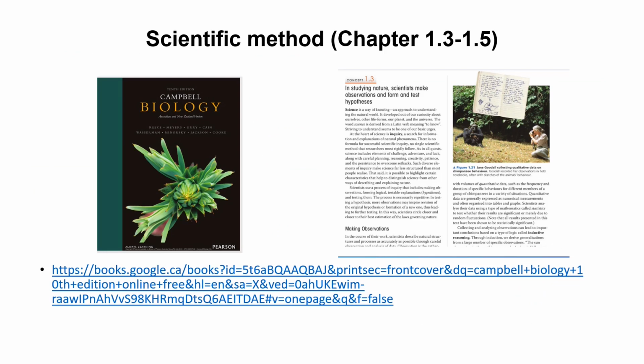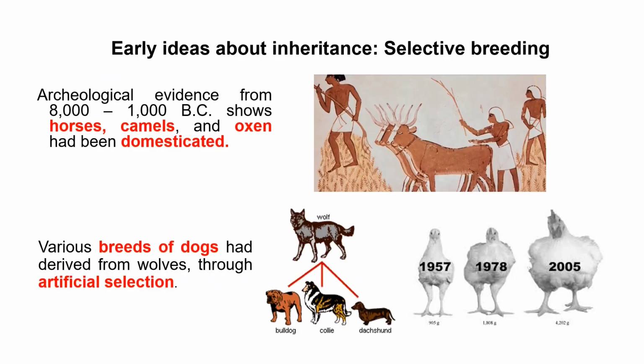If you want to study this topic in more detail, you can go to the Campbell Biology. If you don't have a Campbell Biology, or you don't study biology, I will leave this link, where the scientific method chapter is available online, and you can read it and understand in more detail and do very well in the test. In addition to the scientific method, we talked about early ideas about inheritance.